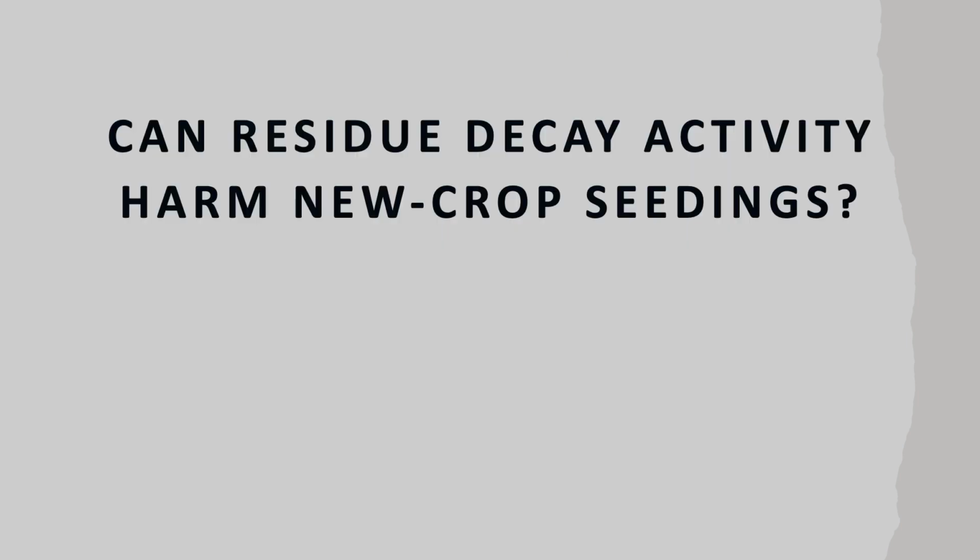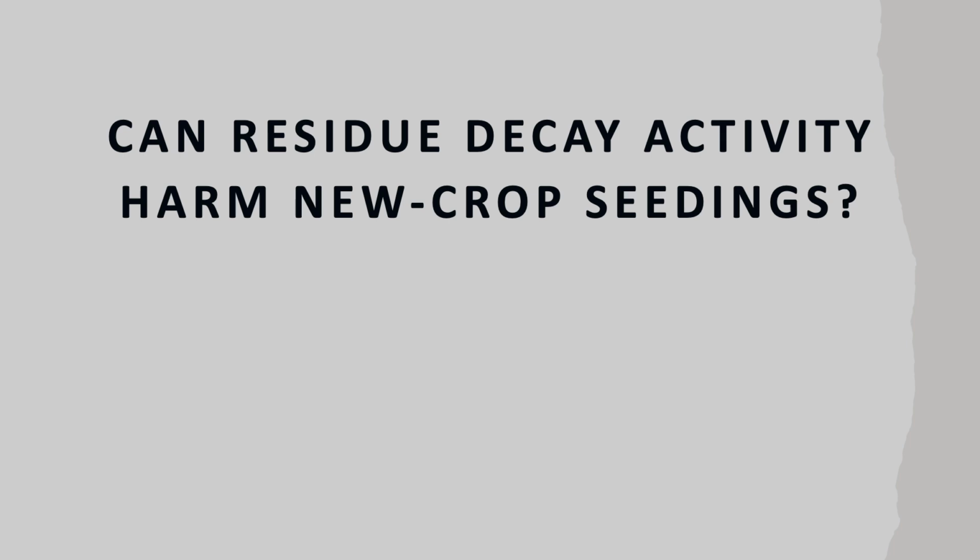One question that has come up a lot in the last few years is, hey, if I'm doing something to accelerate or push my residue decay program in the fall, and I'm also sowing cover crop seed, aren't I shooting myself in the foot? Won't I just go ahead and decay my cover seeds, and I'll have a poor stand, and I'll be wasting money and effort?